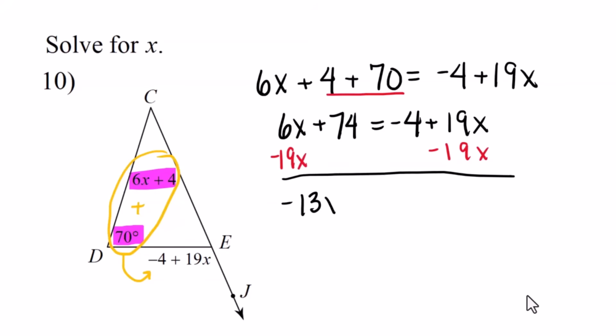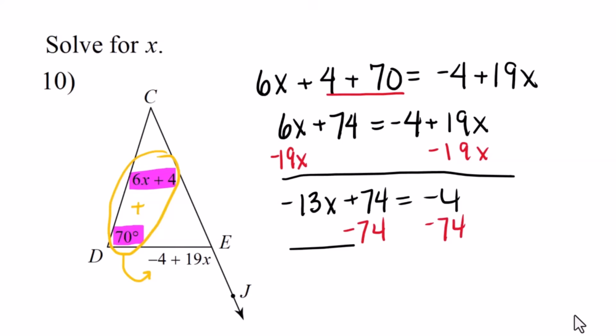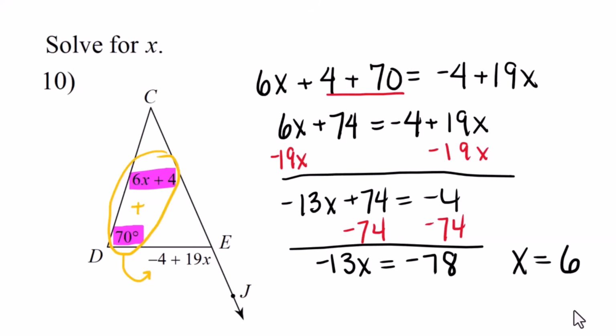Subtract 19x from both sides, and you end up with negative 13x plus 74 equals negative 4. You could have subtracted the 6x from both sides. There's more than one way to solve an equation when there's variables on both sides. You should all end up in the same place. I subtracted 74, and now I have negative 13x equals negative 78. When I divide negative 78 by negative 13, I get x equals 6, and that's all I was asked to do, solve for x, and I did.